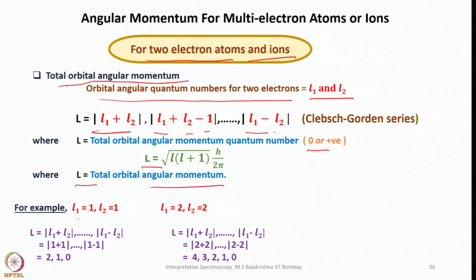So for example, let us say L1 equals 1 and L2 equals 1, and another case L1 equals 2 and L2 equals 2, and we can calculate. When we follow this rule for the first, we end up with values 2, 1 and 0. And then if you go for L1 equals 2 and L2 equals 2, we get values 4, 3, 2, 1, 0 like this. Okay.